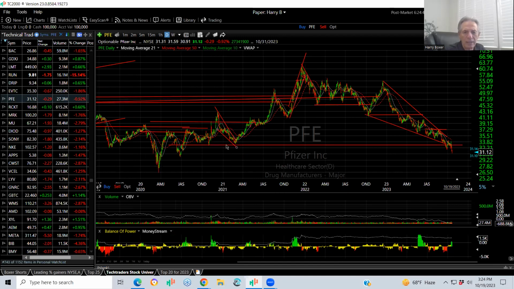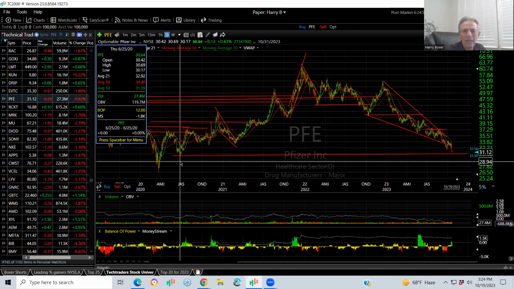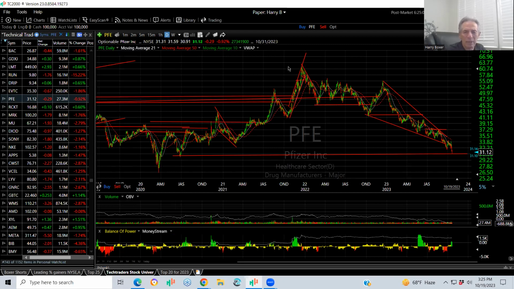Pfizer just took out the winter lows of 2020 before COVID hit. It took out those lows. It might be headed lower, and it's right there. So this is interesting. It's at the pullback low from July, August of 2020, right when COVID was starting. And you can see the big move it had after that because of the COVID drug.